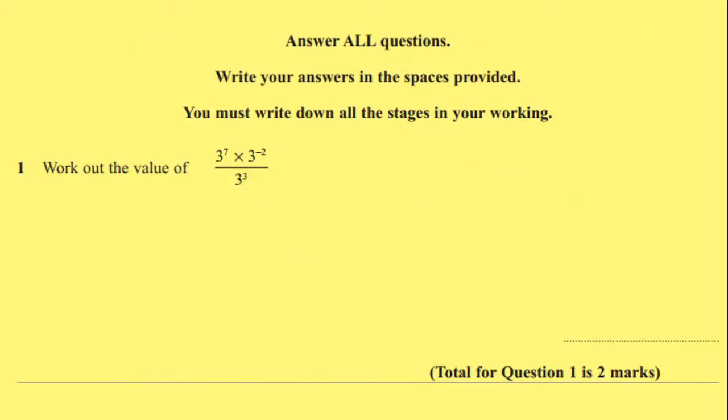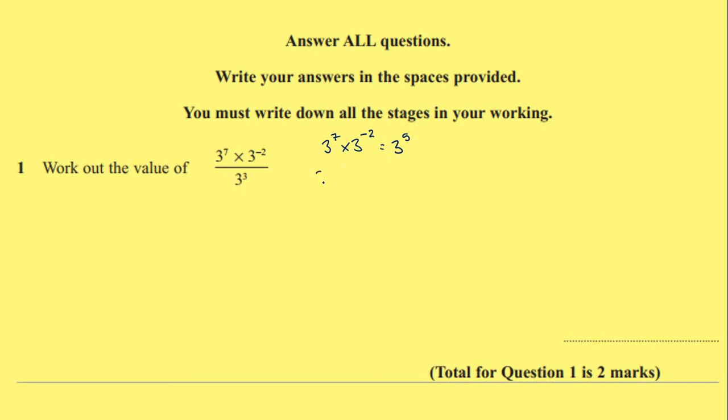So here's question 1. It says, work out the value of 3 to the power of 7 multiplied by 3 to the power of negative 2, all over 3 cubed. Now you would make a serious mistake if you did 3 times 3 times 3 times 3 times a lot of stuff. We can use index laws on this. We've got 3 to the power of 7 multiplied by 3 to the power of negative 2. Now when you've got the same base number and you're multiplying, you add together the powers. So you're going to get 3 to the power of 7 plus minus 2, which is going to be 3 to the power of 5.